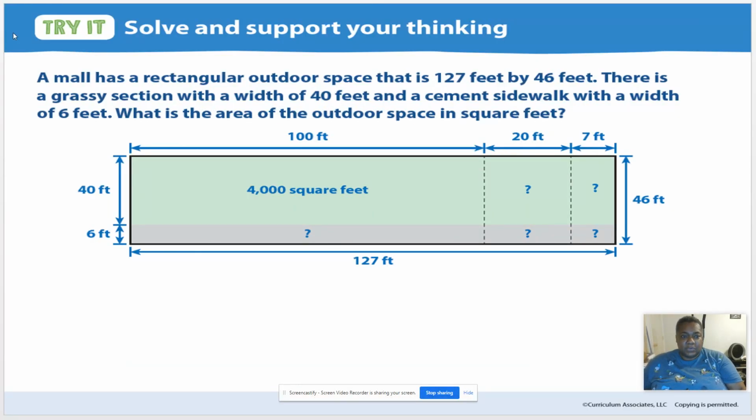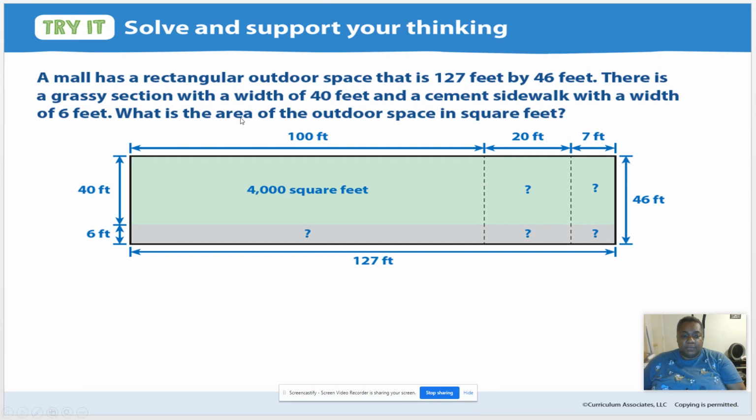All right, guys, so let's look at the try it problem and how you would go about solving it. So let's look at the problem one more time. The problem reads, a mall has a rectangular outdoor space that is 127 feet by 46 feet. There is a grassy section with a width of 40 feet and a cement sidewalk with a width of 6 feet. What is the area of the outdoor space in square feet?